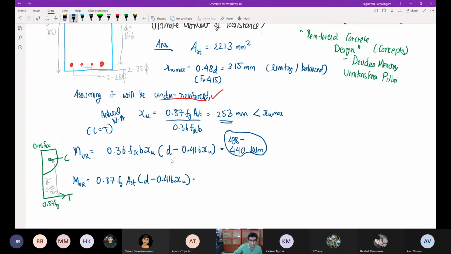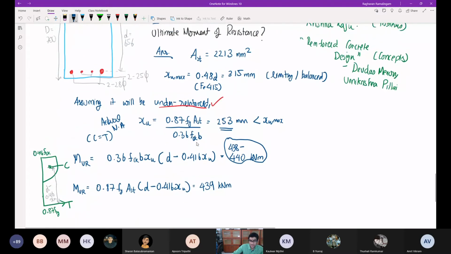So how about when you use this formula? 439. Same, sir. 439. Okay, more or less the same. So anyway, this is a simple under-reinforced beam, how you analyze and get the ultimate moment of resistance.